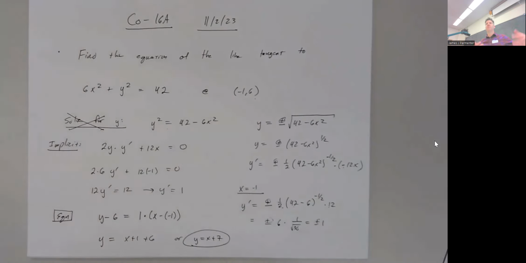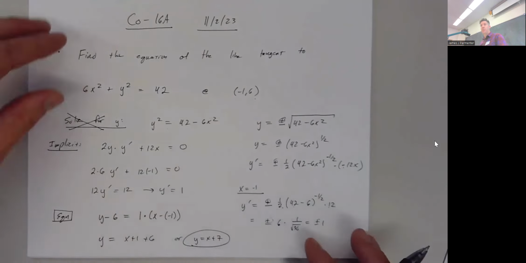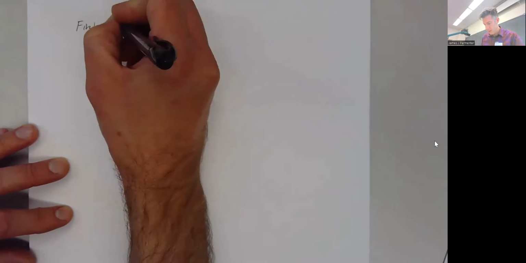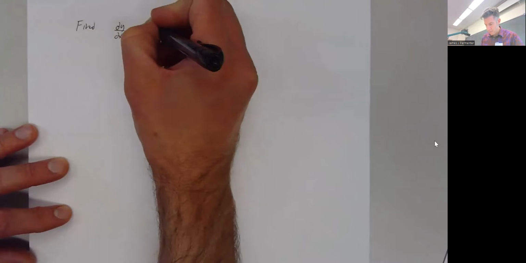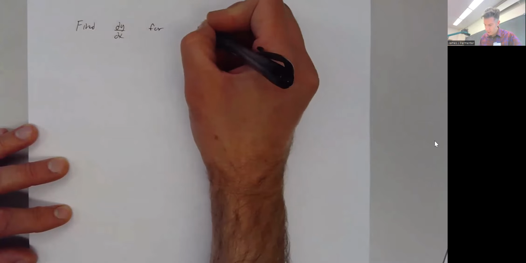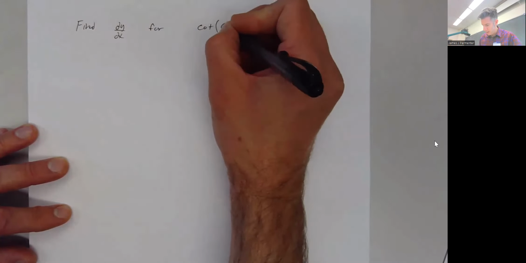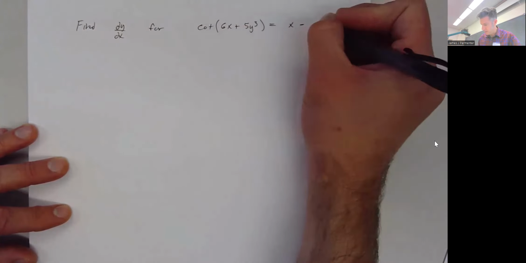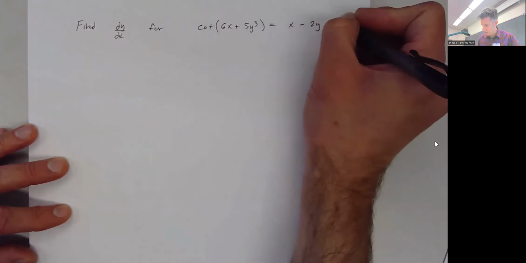I know it's kind of hard to see that right now, but it's good to simplify stuff to some degree so you can have an idea of what's going on. Let's look at one more implicit example, and then we'll move along here. Let's do this one. Let's find dy/dx for the equation cotangent of 6x plus 5y cubed equals x minus 2y plus 3.